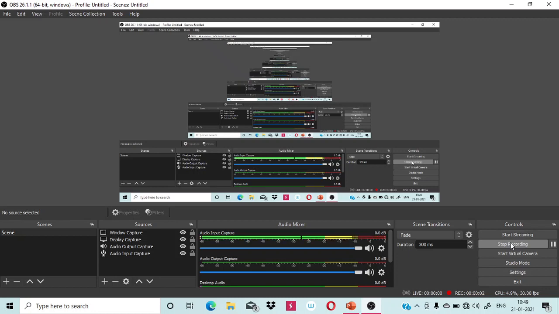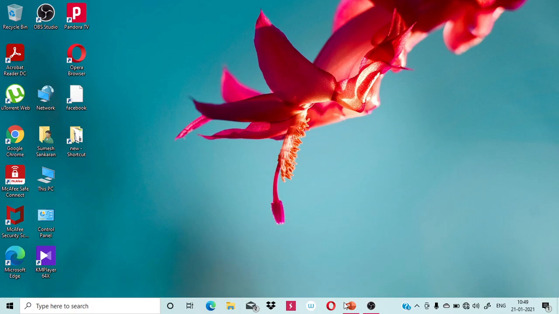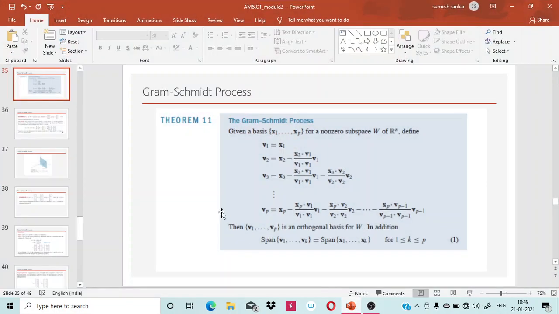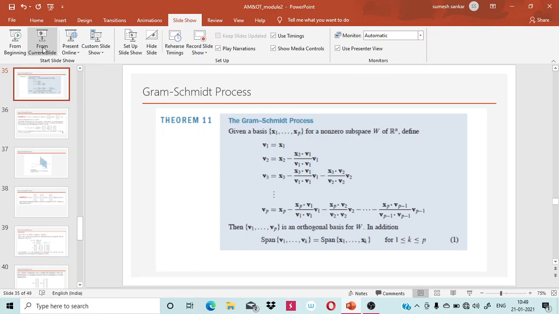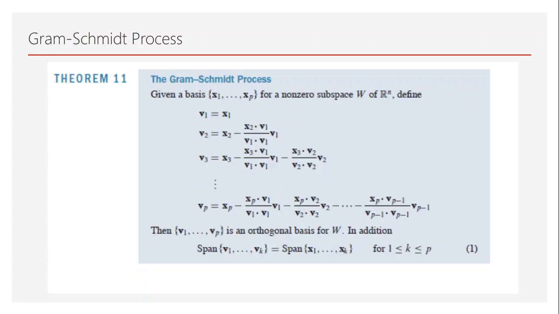Hi friends, in this video we will discuss the Gram-Schmidt process. Then we will cover the QR factorization of a matrix, and then we will cover what we mean by inner product space. So first of all, the Gram-Schmidt process.